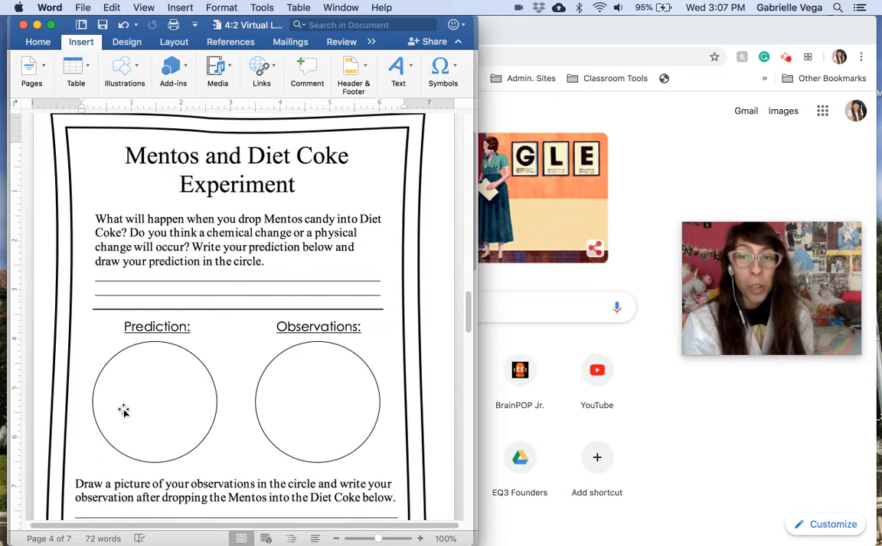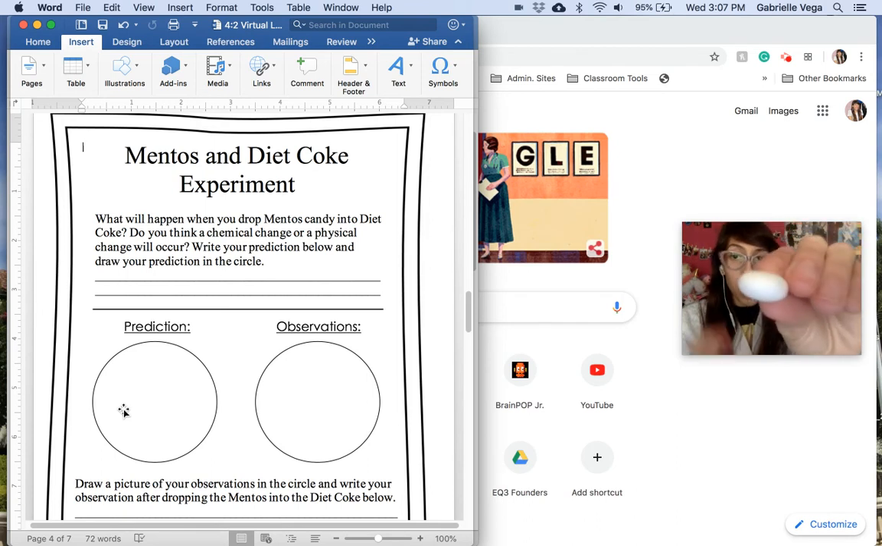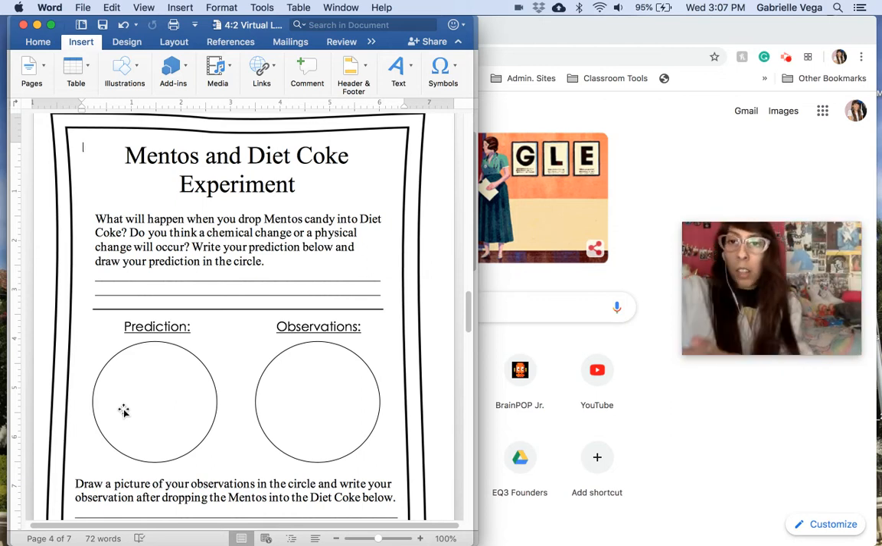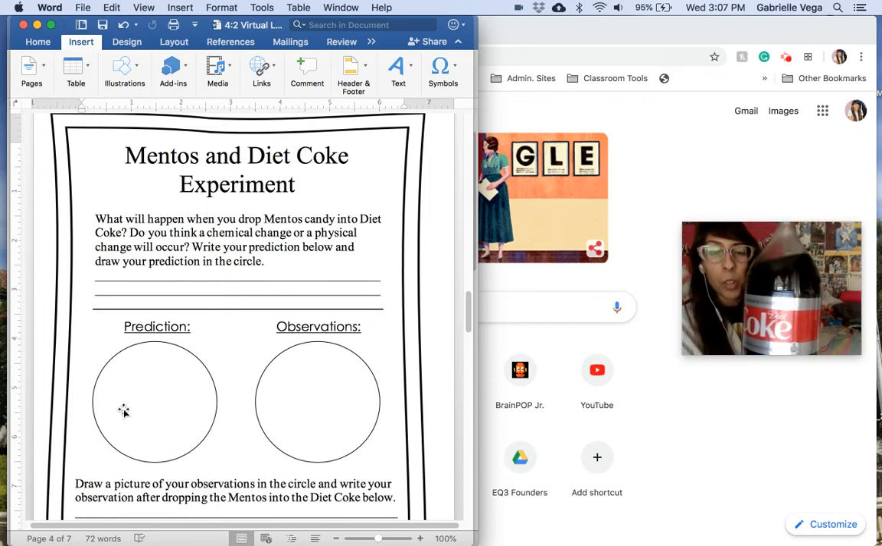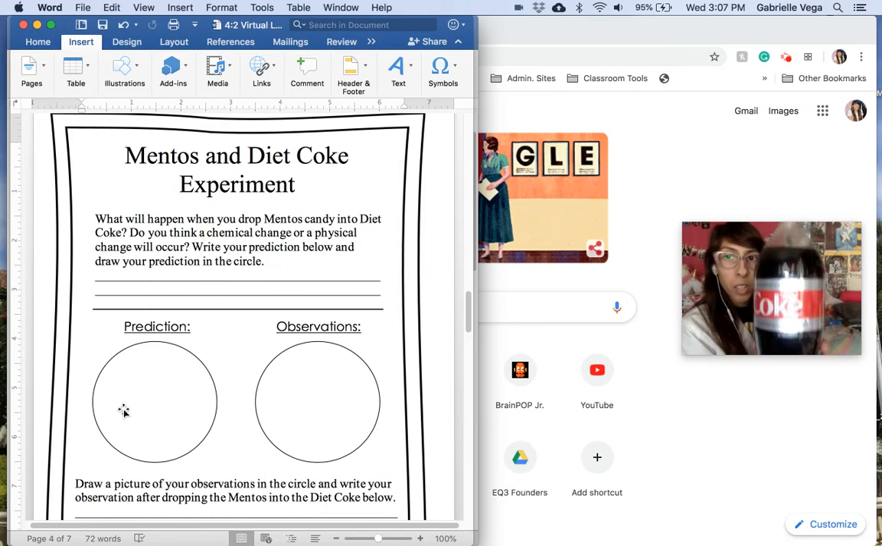Now, before you do your prediction, go ahead and take a quick look at the Mentos on its own. Take a look at what it looks like. Now, all the Mentos look exactly the same. And then take a look at the Diet Coke, because we want to observe the properties. Remember to use those properties that we learned for liquids and for solids. Take a look at what it looks like before.